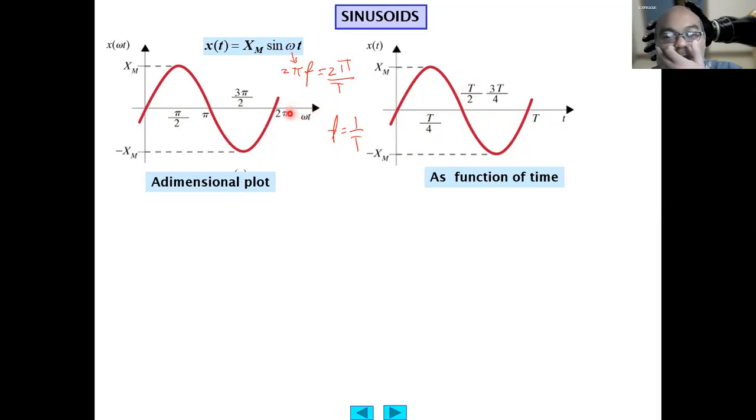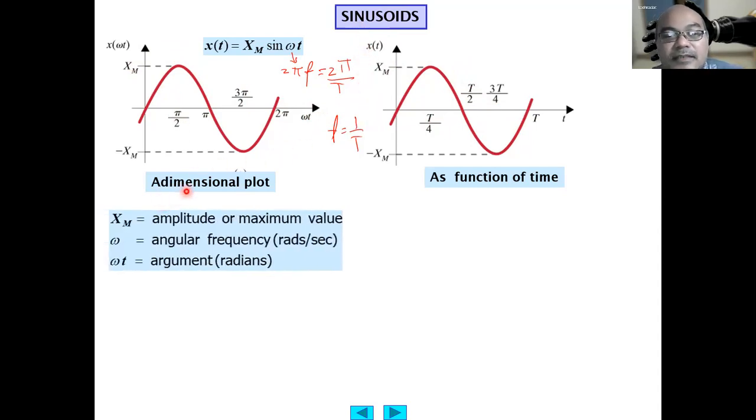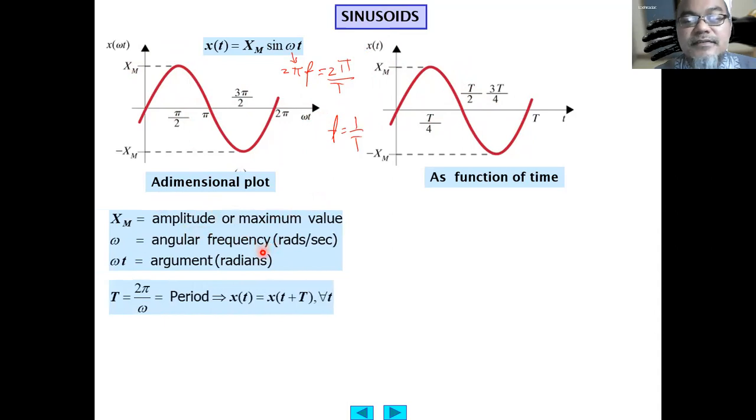So these are basically equivalent. Only the left part is expressed as phase: the x-axis is phase, the signal as a function of phase, which is omega times t, while in the second graph the x-axis is t, so the signal is expressed as a function of time. Xm here is the amplitude or maximum value. Omega is the angular frequency, radian per second. Omega t is the argument in radians. T is the period, equal to 2 pi divided by omega.